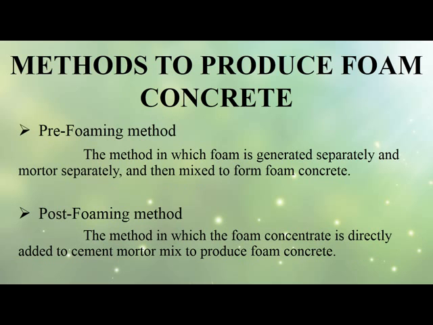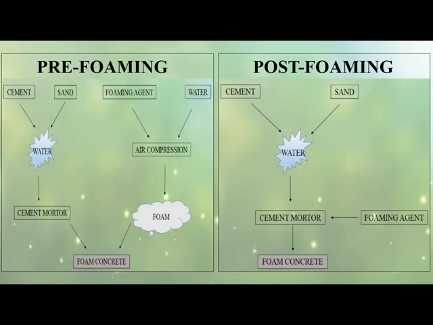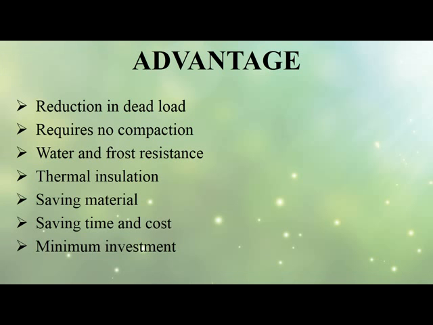Foam concrete can be produced by two methods: pre-foaming method and post-foaming method. Pre-foaming method is the method in which the foam is generated separately and mortar is prepared separately, and then mixed to form foam concrete. Post-foaming method is otherwise called the mixed foaming method, in which foam concentrate is directly added to cement mortar mix to produce foam concrete. This flow chart shows how to make foam concrete using pre-foaming and post-foaming methods.